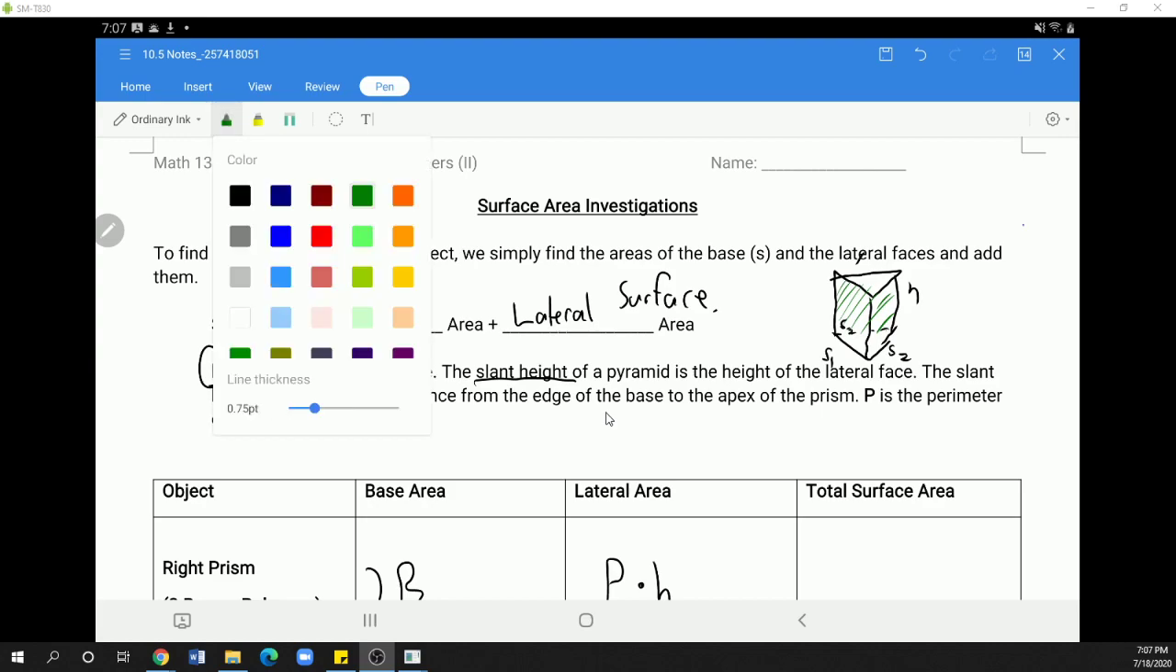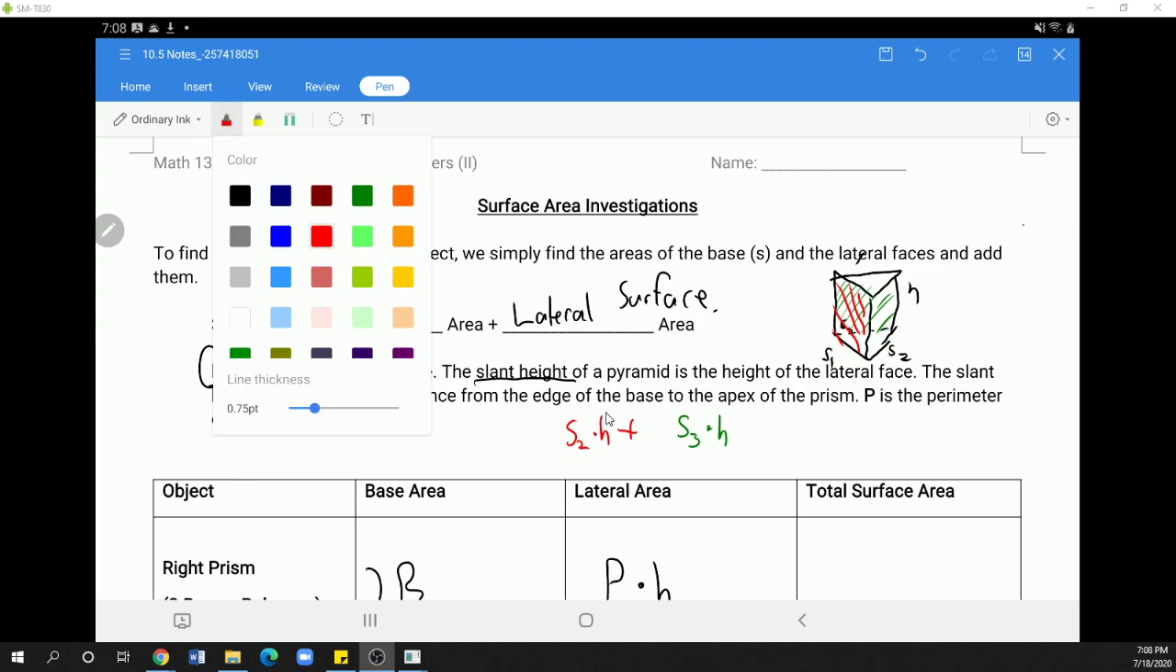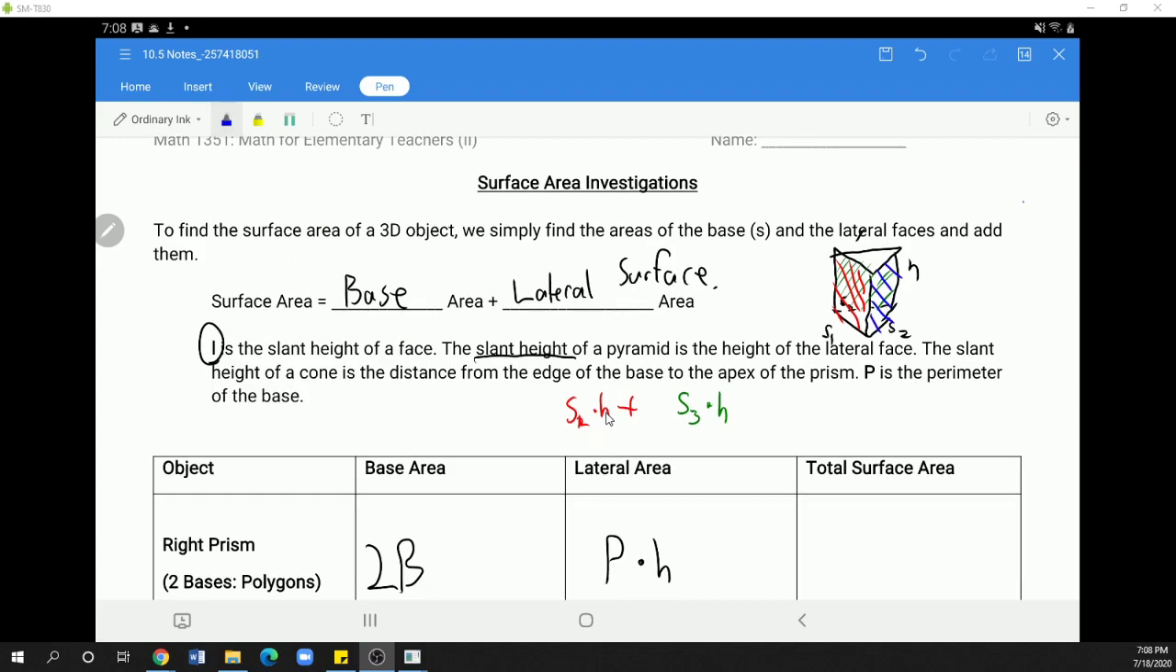So the area of that back face in the green would be S3 times height, because it's a rectangle with base S3, height H. Now let's move on and do the front part in red. That's going to be S1 times H. And then in blue, we get S2 times H.